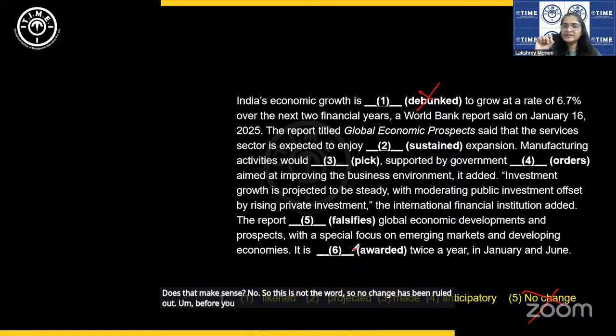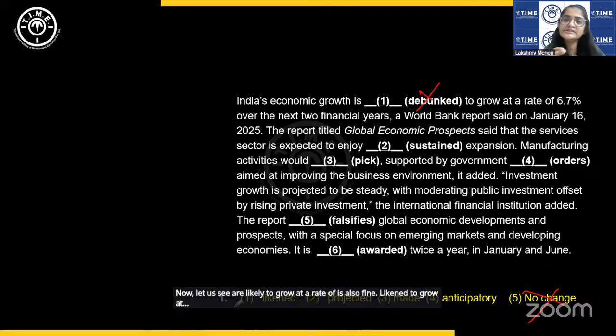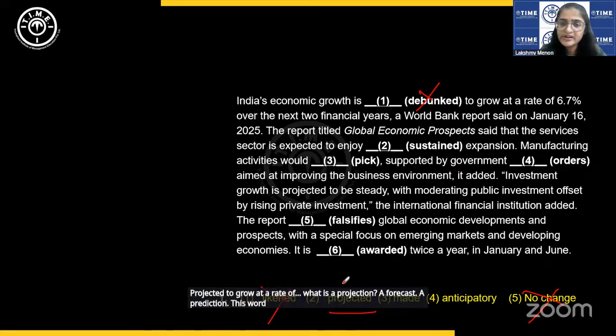Before you actually pick the answer, you can try and think of what kind of word will fit in there. India's economic growth is predicted to grow at a rate of, right? Something on the lines of predicted. Now let us see. Or likely to grow at a rate of is also fine. Likened to grow at a, liken means to compare something with something, to draw a parallel. Likened to grow at a rate of does not make sense. Projected to grow at a rate of, what is a projection? A forecast, a prediction. This word should be fine.